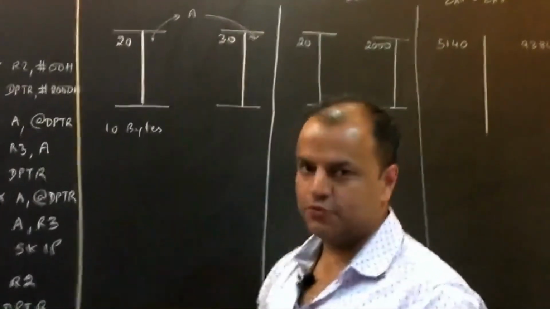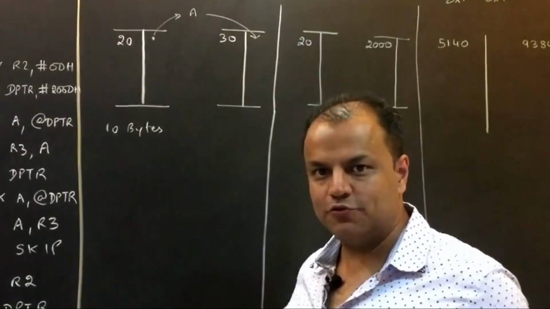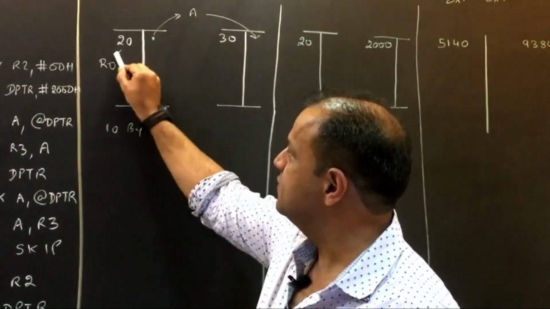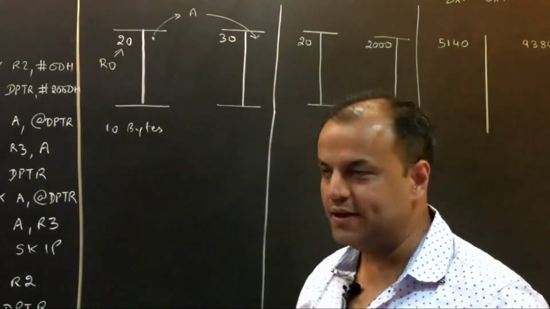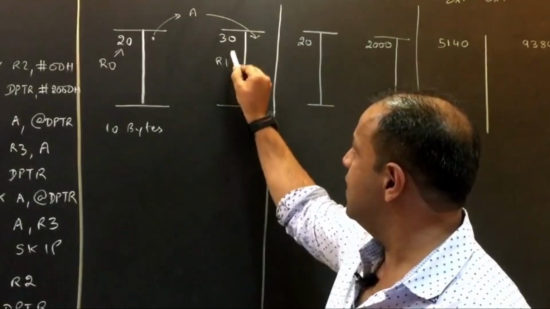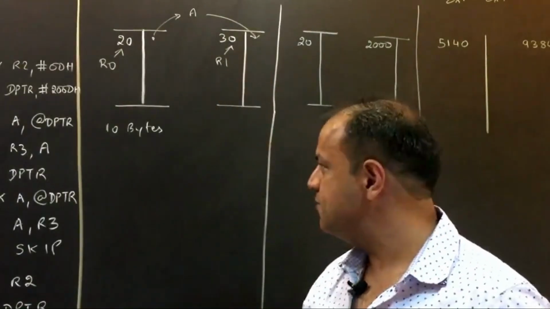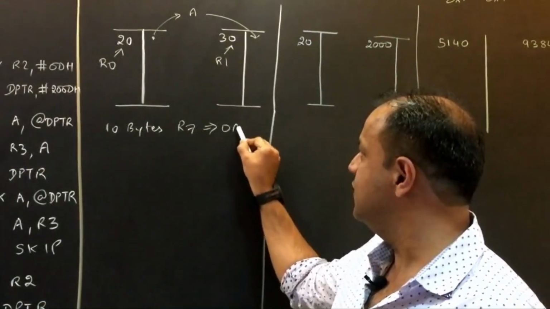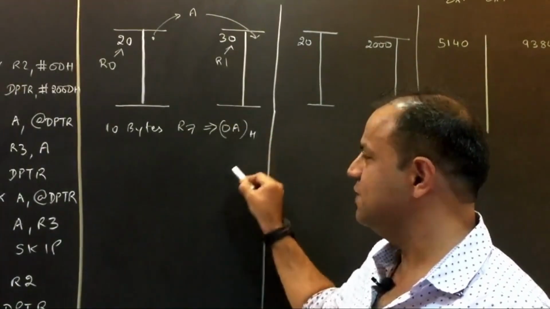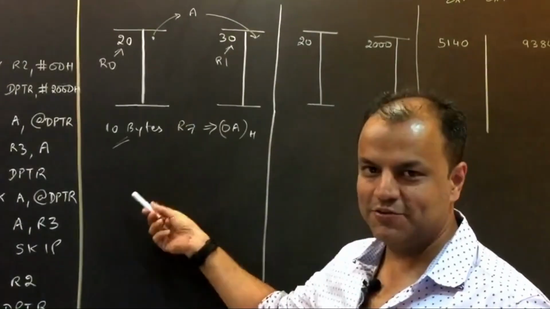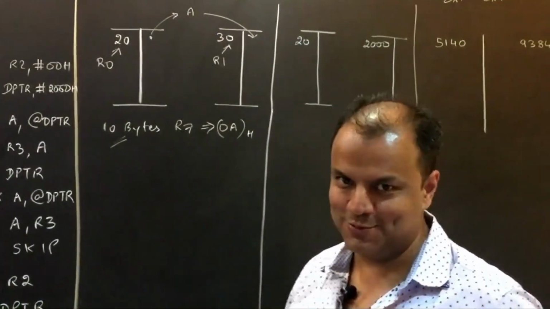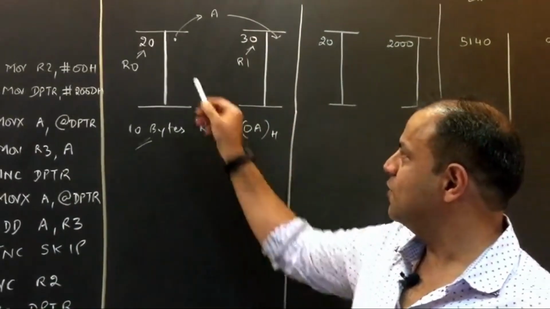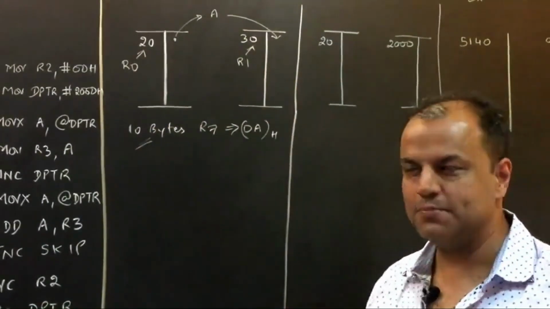So we need 2 pointers over here. Fortunately, internal RAM has 2 pointers, R0 and R1. So you're going to deploy both of them. Initialize R0 with the value 20. Initialize R1 with the value 30. Initialize R7 with the value 0AH. Please tell me, what is this? Your count. 10 bytes, right? 10 is 0A in hexadecimal. You understand how to do that, right? So, this is your count, this is your source pointer, this is your destination pointer.